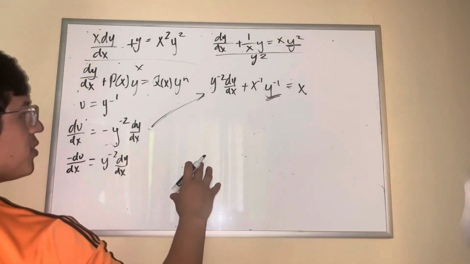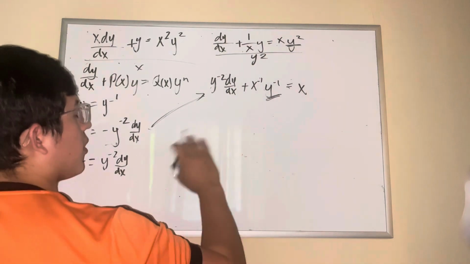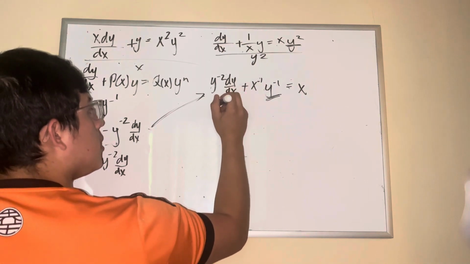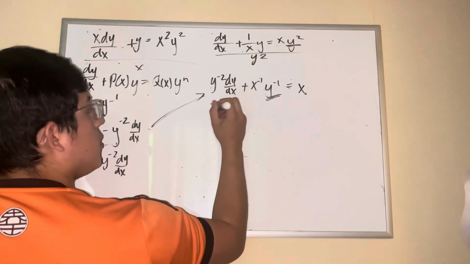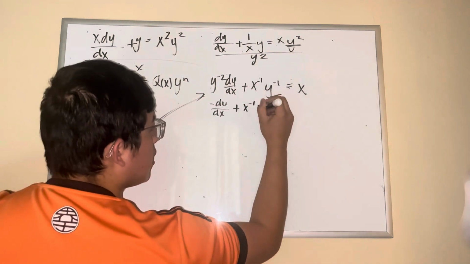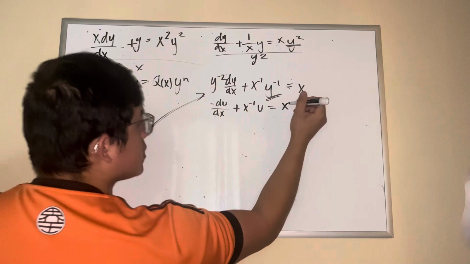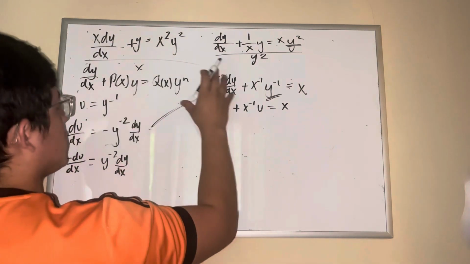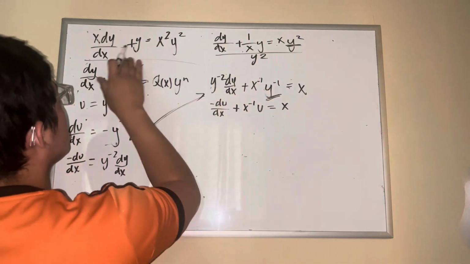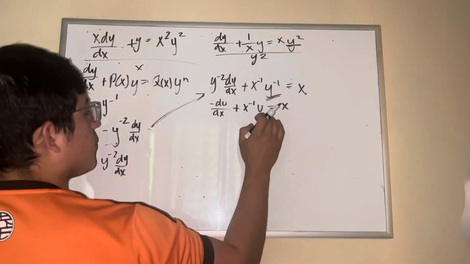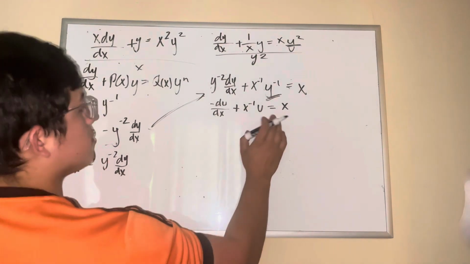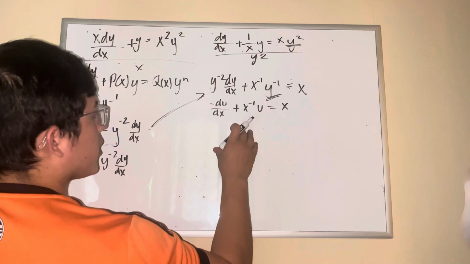So now we're ready to substitute our terms. So this becomes negative du/dx plus x to the negative 1 u is equal to x. So now with all that substitution, with the Bernoulli principle, we have transformed this equation into a linear differential equation. So now we can solve it with our integrating factor.